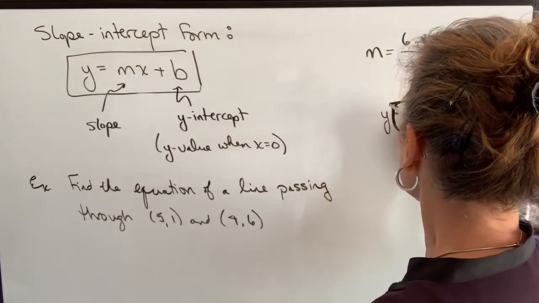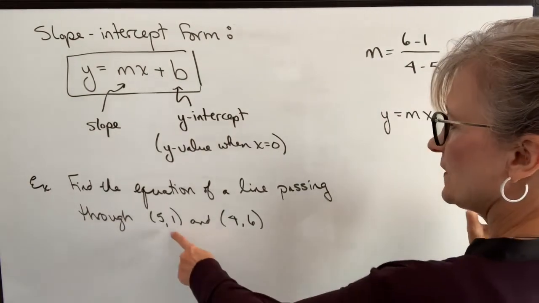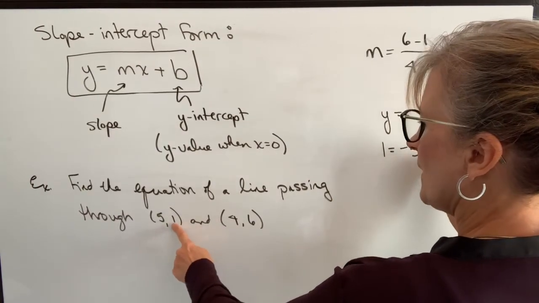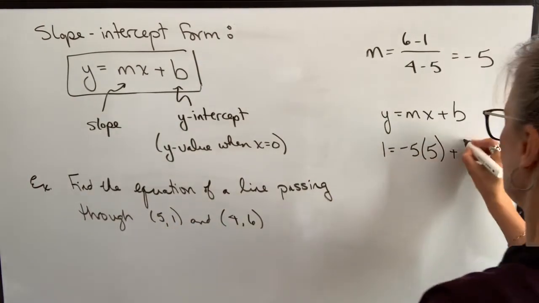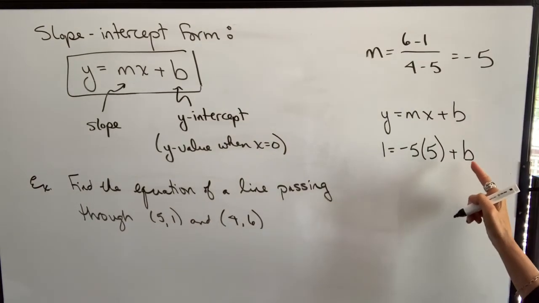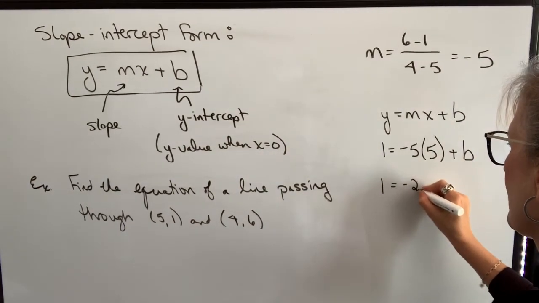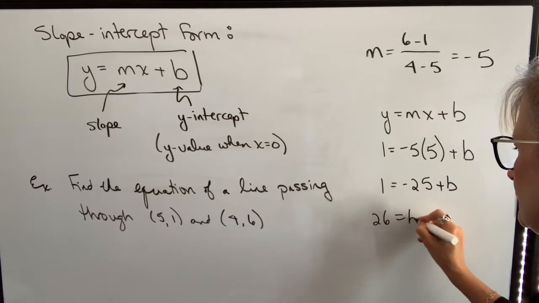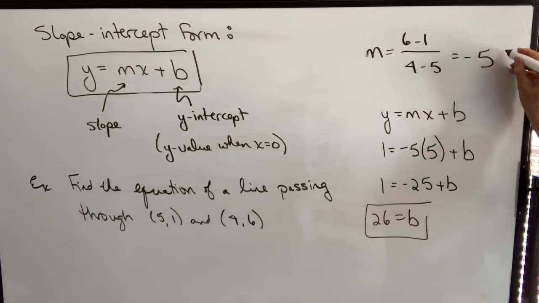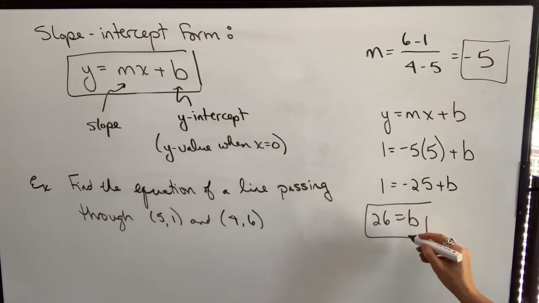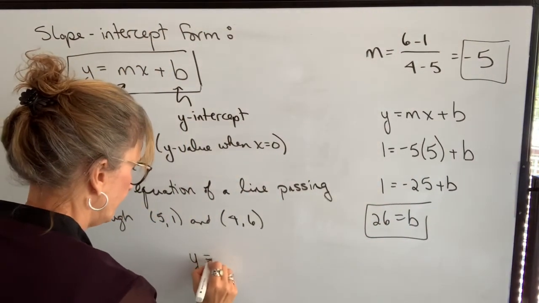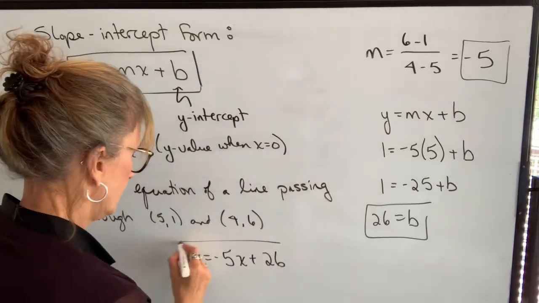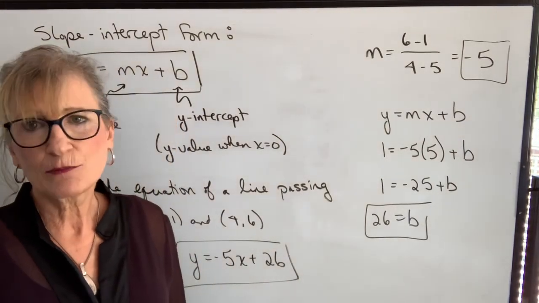So I can choose either point. I'll use that y value. My slope is negative 5. If I'm using that y value, I have to use that x value. And now I can solve for b by adding a 25 to both sides. Once we know the slope and we know the y-intercept, we know the equation. So we get the same result.